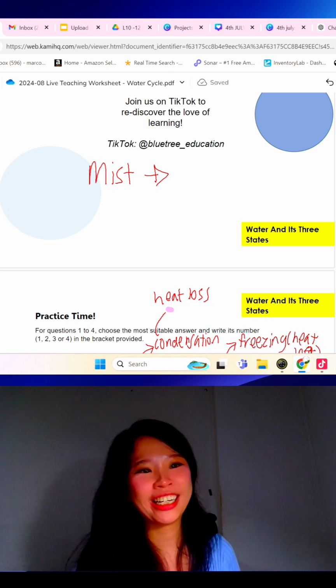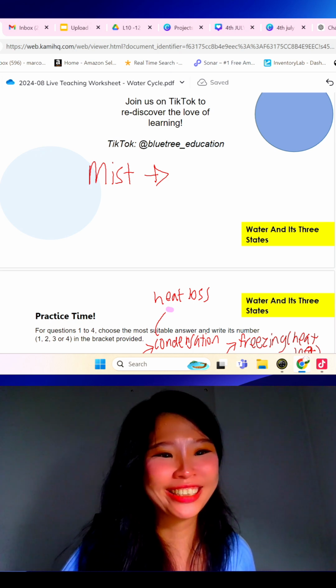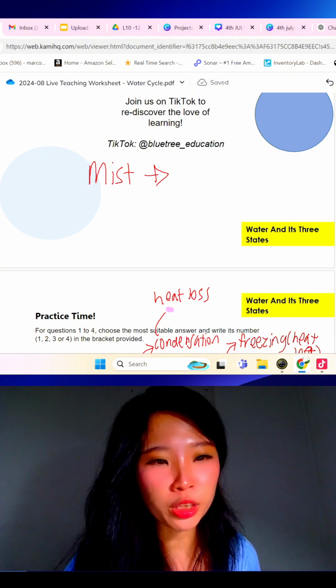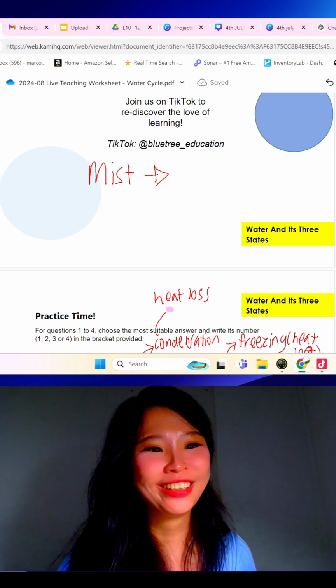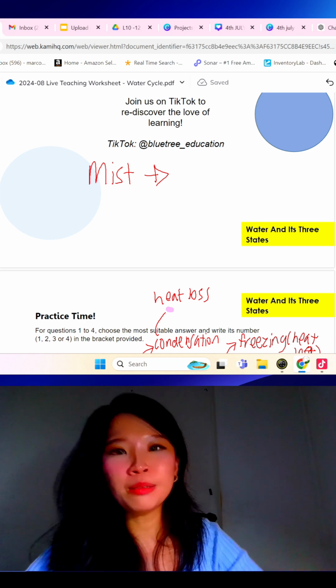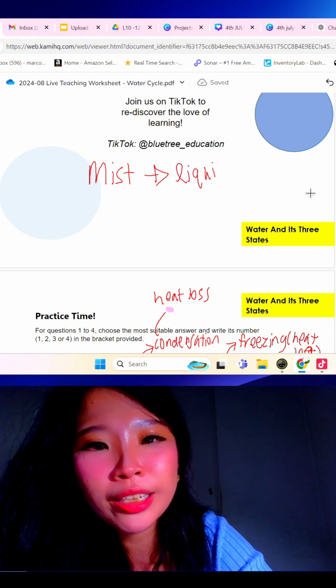Some say gas. Who says liquid or gas? You tell me, water. So take note, everyone. Mist is liquid.